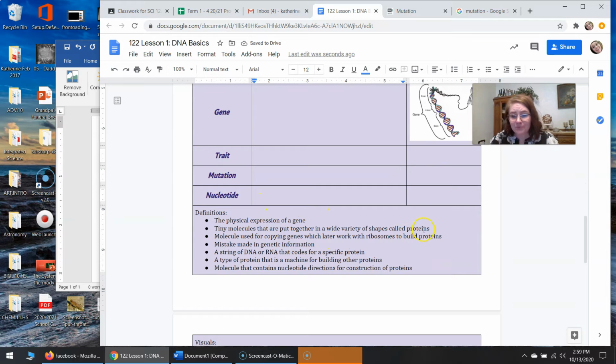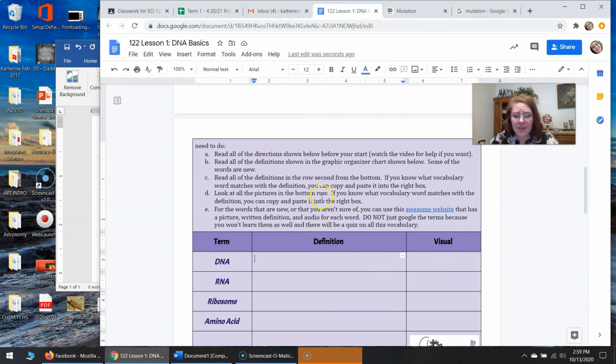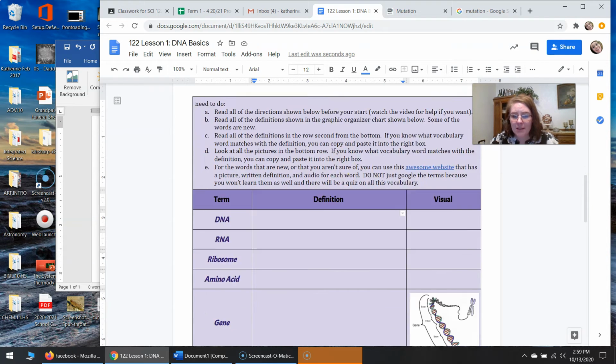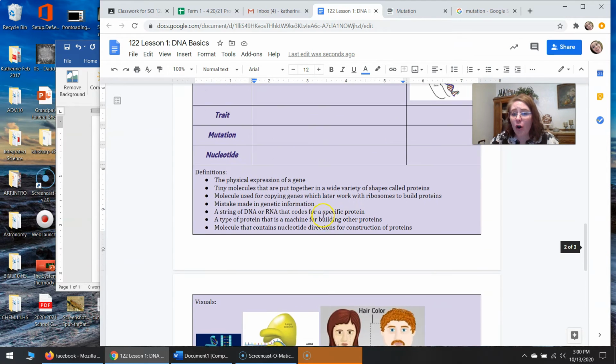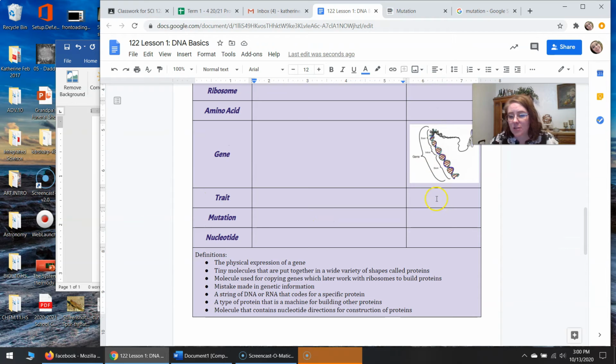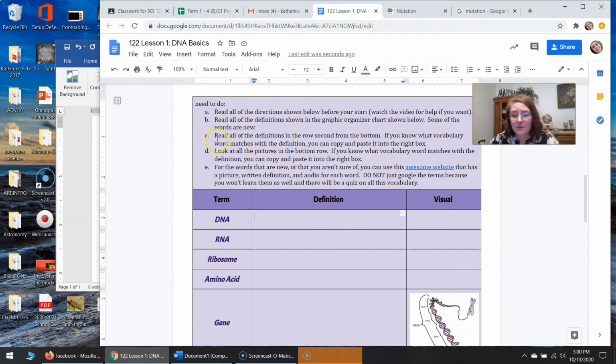Okay, the next part of the directions is look at the pictures in the bottom row. If you know which vocabulary word matches the definition, you can copy and paste it right into the box. Down here, there's hair color, a whole bunch of letters in three-letter form, and some dots. There are a lot of pictures, and these all go with one of these definitions, one of these terms. So for C and D, if you know what these are, then you can just copy and paste it. Now, let's say you don't know any of them.